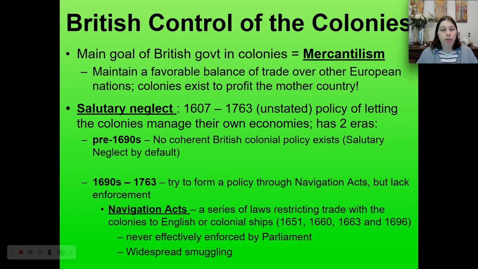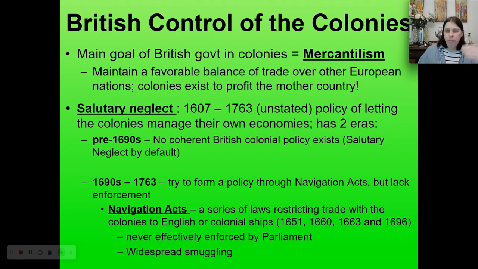So if you were a colonist and you wanted to buy rum from the French colony of Saint-Domingue, which is Haiti today, you couldn't just have your rum come on a ship directly from Saint-Domingue to Charleston. It had to go from Saint-Domingue all the way to England, get taxed in England, and then come back to Charleston on a British ship. So big increase in time and money for you, the colonist.